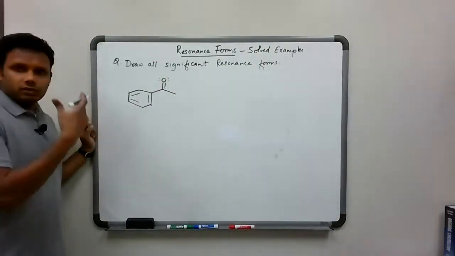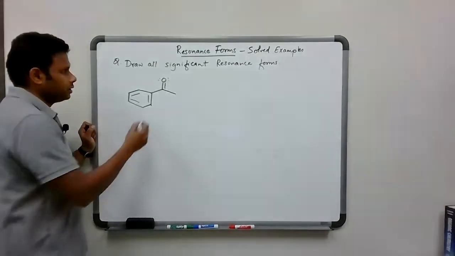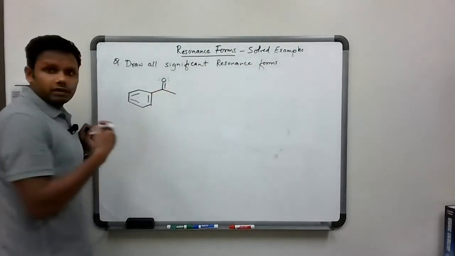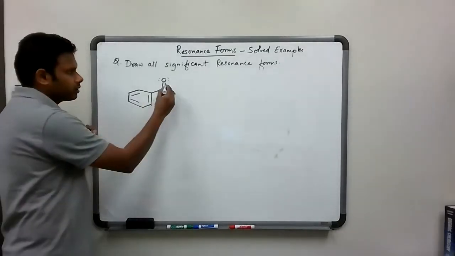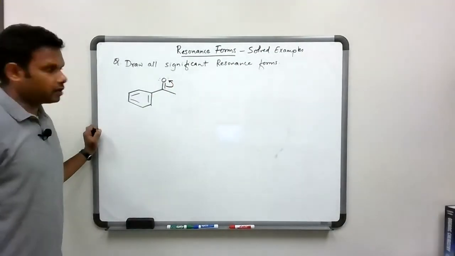So that was the first scenario that we talked about. So that may be a good point to start. Okay, so let's start here. And in that scenario, what we do is we take the pi bond and push it over to the more electronegative element.